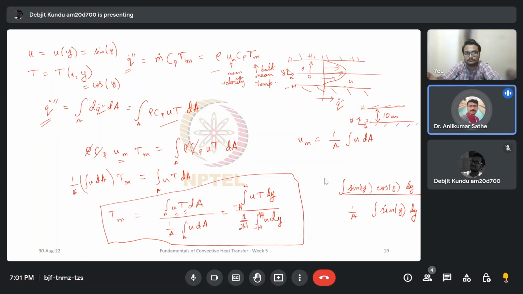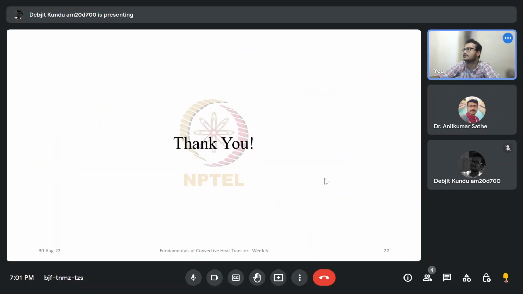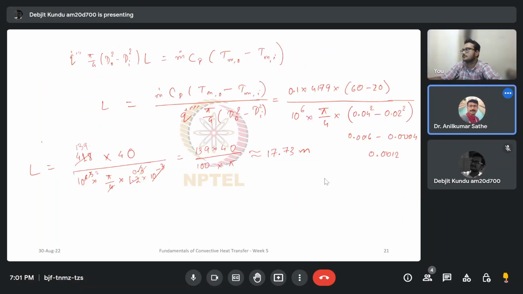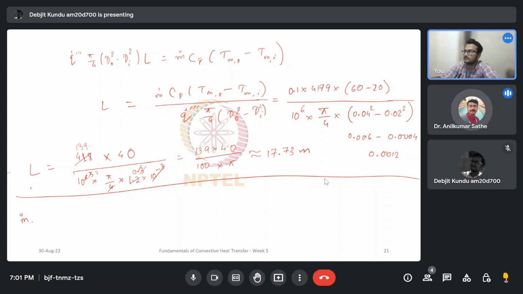Actually, there is a question where data is not given. Tell me whatever is given to you. Mass flow rate is given. Diameter is given, the tube diameter. Length is given. Water entry temperature, the inlet temperature, is given. Constant wall temperature condition is there, and surface temperature is given. And what is asked is the outlet temperature.